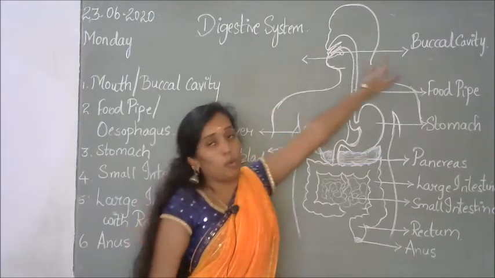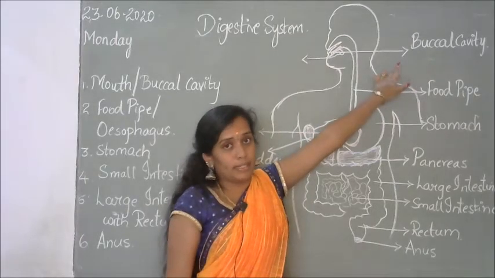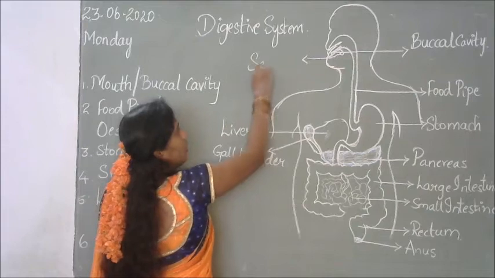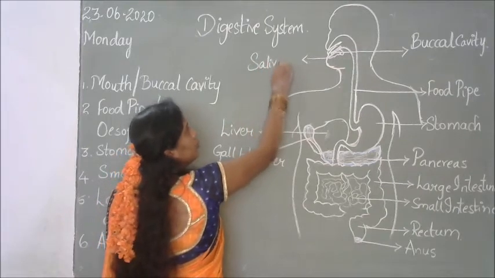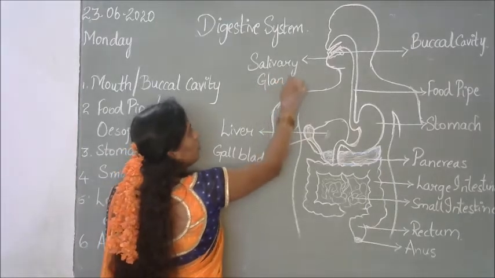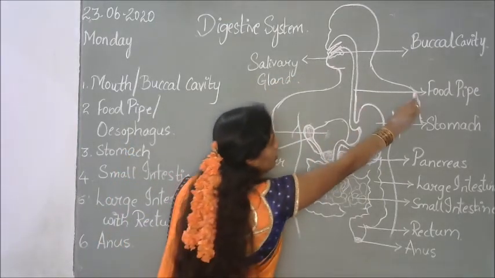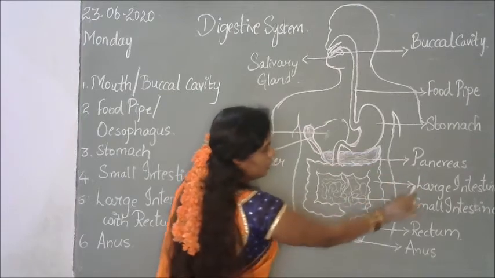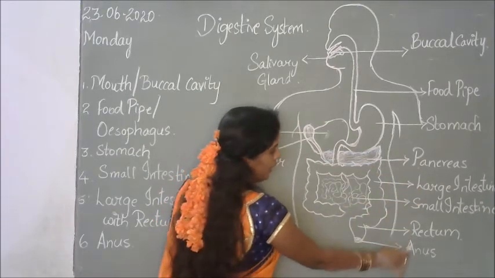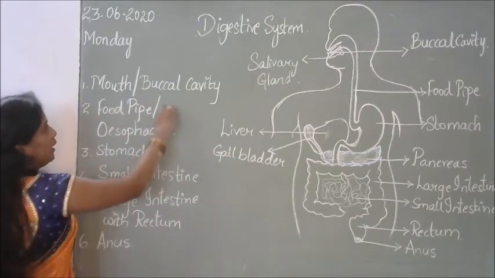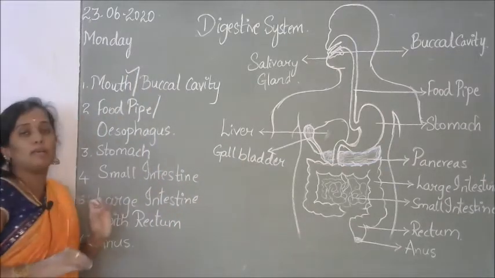First, the mouth, that is called as what? Buccal cavity. This down is the salivary gland. So, next, food pipe, stomach, pancreas, large intestine, small intestine, rectum, anus, gallbladder, liver. First, let us learn about the mouth.